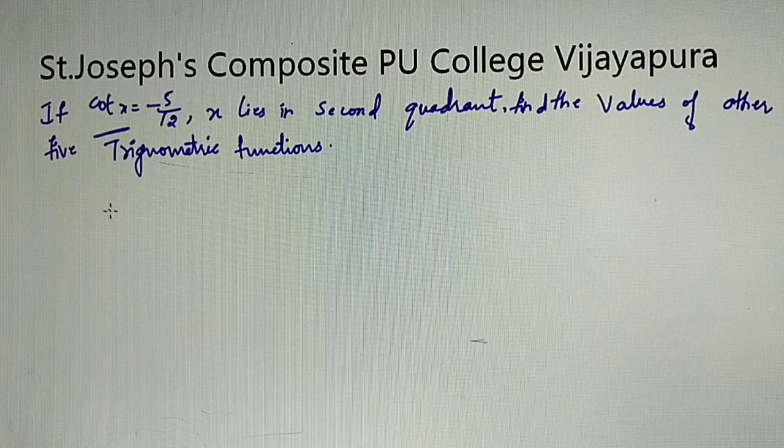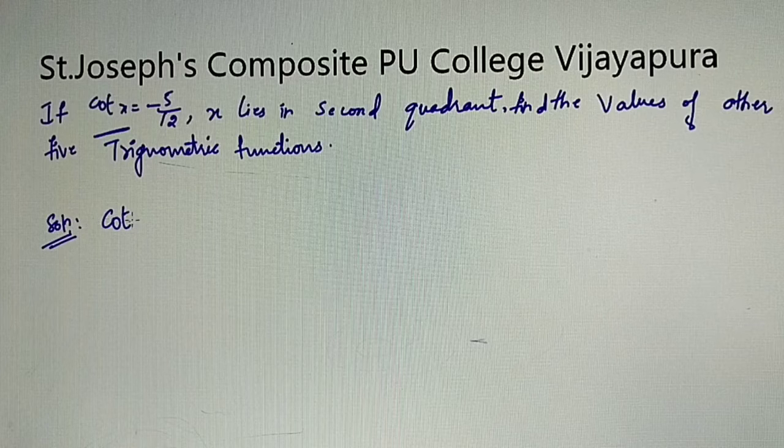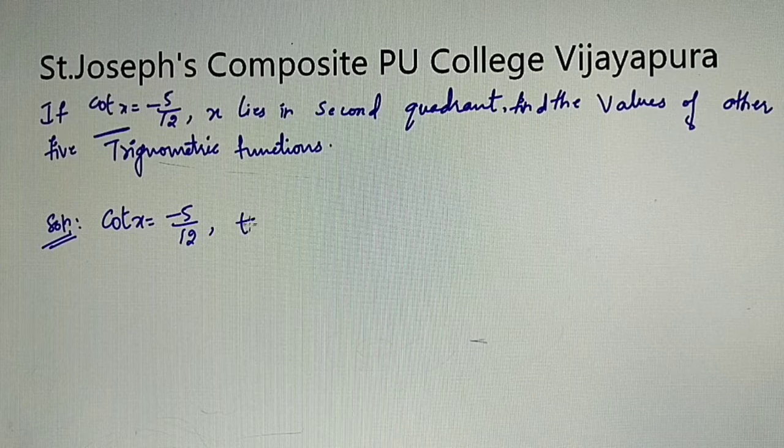So since cot x is given, see the solution, cot x is equal to minus 5 by 12 is given, and we know tan x is the reciprocal of cot x, or cot x is the reciprocal of tan x, vice versa. So here tan x we will get as minus 12 by 5, because tan x is the reciprocal of cot x. So we get tan x as minus 12 by 5.